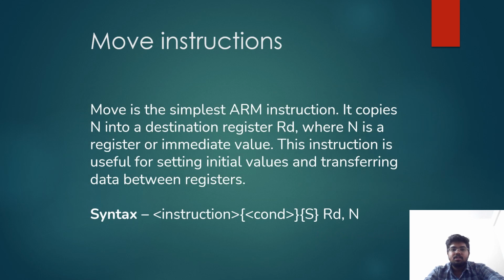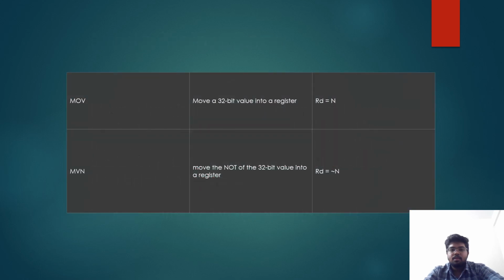Move instructions. Move is the simplest ARM instruction. It copies N into a destination register Rd, where N is a register or immediate value. This instruction is useful for setting initial values and transferring data between registers. Operations are MOV, move a 32-bit value into a register, and MVN, move the NOT of the 32-bit value into a register.